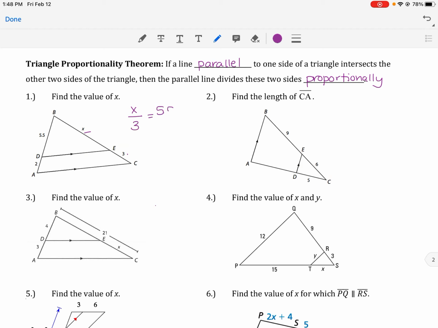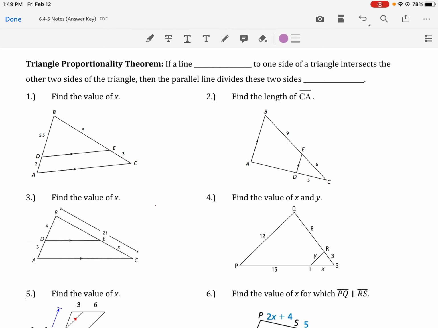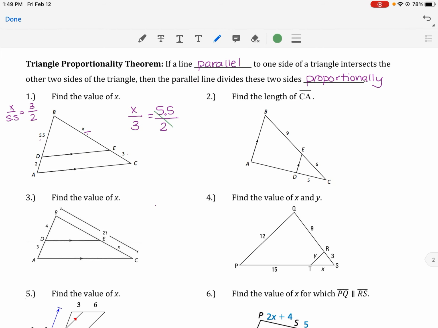Start at the top, which is 5.5, corresponds with the x, and 2 corresponds with the 3. I could have done something too, like x corresponds with 5.5 equals, and then I start on the right side again, 3 over 2. Those proportions, and there's a couple of variations thereof, are going to give you the same answer. So just be aware there's multiple ways to set these up. As long as you have a true proportion, you'll get the same answer. As we cross multiply, we get 2x equals 3 times 5.5 is 16.5. Divide both sides by 2. X equals 8.25.